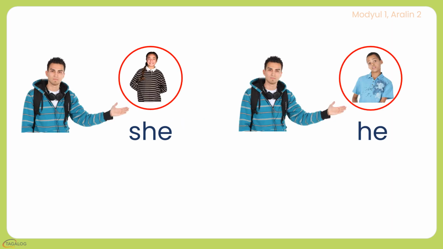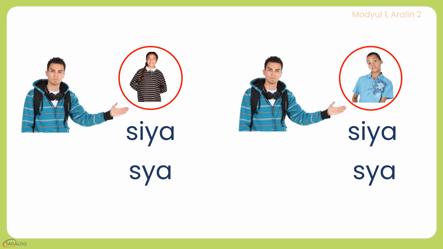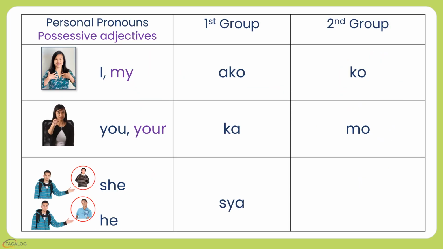To say the pronouns she and he, we say siya for both she and he. Siya is spelled S-I-Y-A, but we can also spell it with S-Y-A, and this one is pronounced as sha. This is the version that we will use in all our lessons. Here's a new table for you that includes sha.